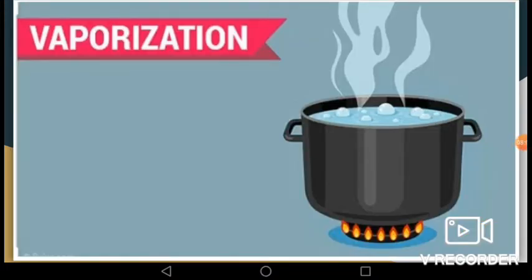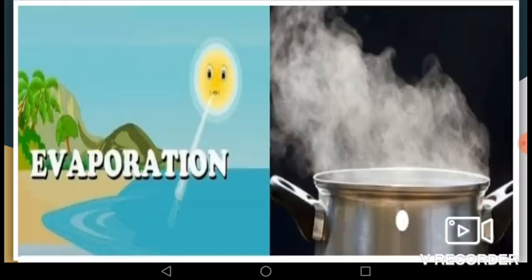The process by which a liquid changes into a gas is called vaporization. Vaporization can happen by evaporation and boiling. Boiling is the process of change of liquid into a vapor at a particular temperature and pressure from all parts of the liquid. Boiling is a bulk process and takes place throughout the liquid.